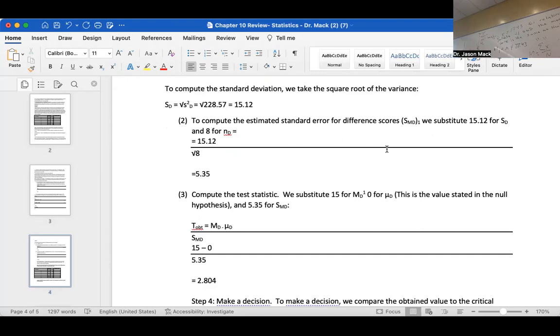Make a decision. To make a decision, we compare the obtained value to the critical value. If the value obtained exceeds the critical value, the decision is to reject the null hypothesis, because it's 2.84. And what was it up here? It was 2.6 something, right? 2.365. So 2.84 is bigger than that.